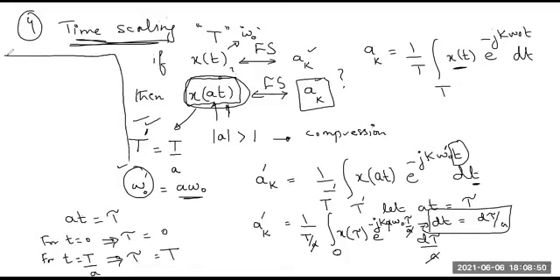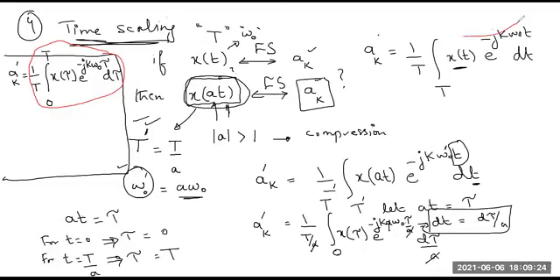Let me do it over here. So AK dash is equal to 1 over T integration from 0 to T x of tau e power minus j k omega naught tau d tau. Now this expression, this result is exactly this one, which is AK.